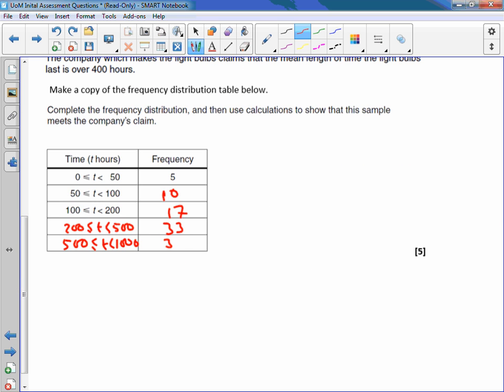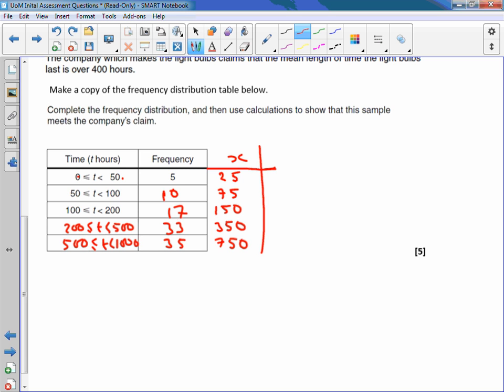Okay. So now we've done that, next up we need to get our midpoints. So let's call our midpoints x. So halfway between 0 and 50 is 25. Halfway between 50 and 100 is 75. Halfway between 100 and 200 is 150. Between 200 and 500 is going to be 350. In case you're wondering what I'm doing, simply I'm taking the lower bound and the upper bound, adding them together and dividing by 2 to find the mean, which will also be the midpoint. So then finally, between 500 and 1000, I've got 750.